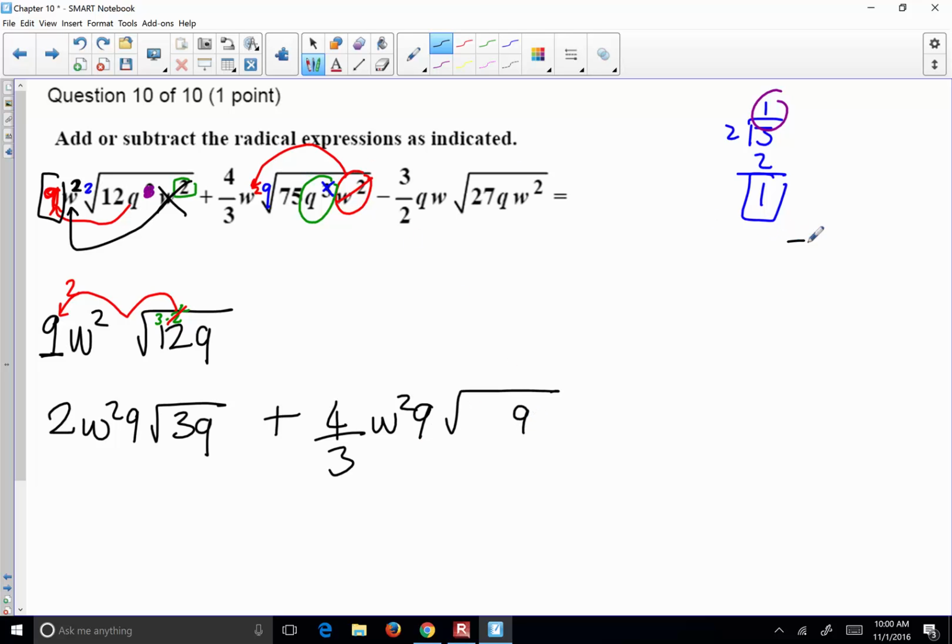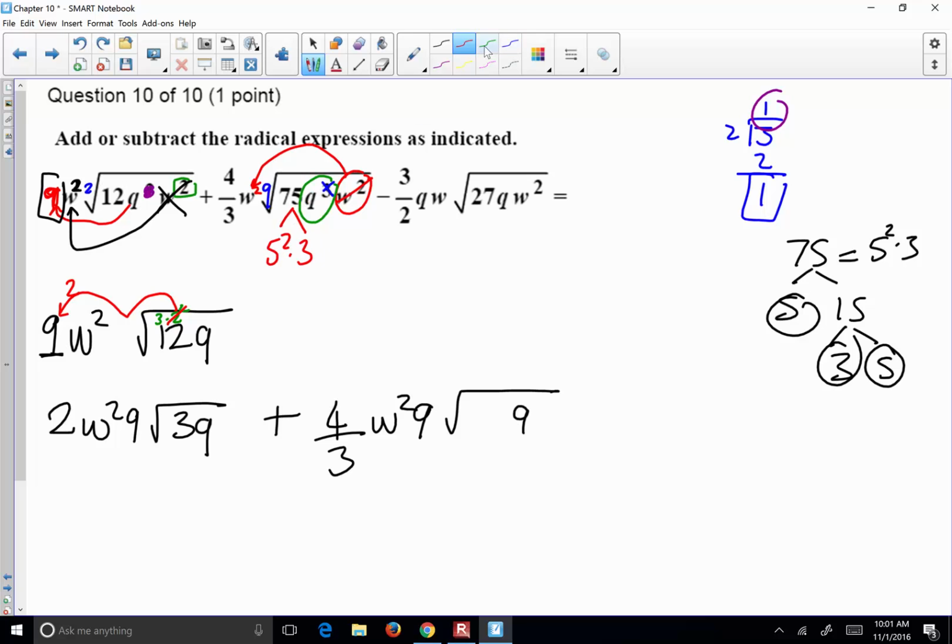But 75 breaks as 5s and 15 and 3 and 5. So double 5, single 3, 5 squared and 3. One of the 5s will leave, one of the 3 will stay. 3 is staying, 5 is coming out and joining into 4 as 20, because 5 times 4 is 20 over 3. Okay?